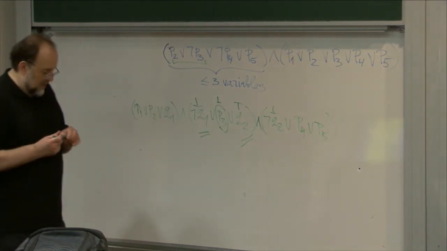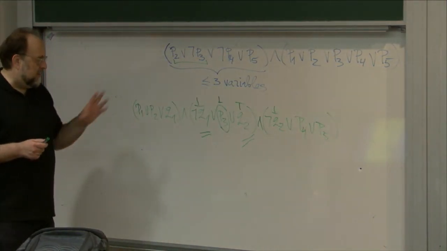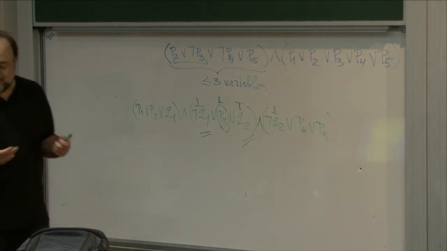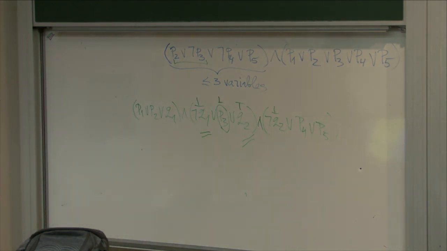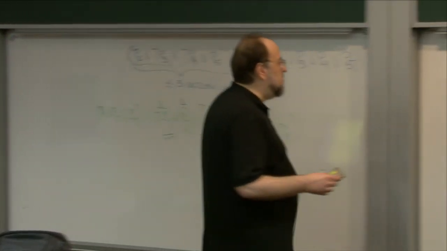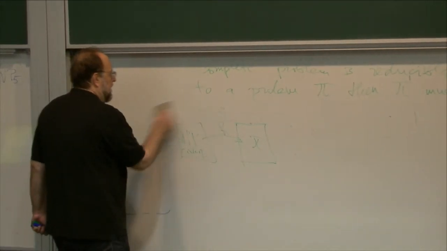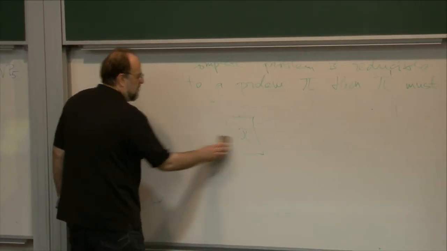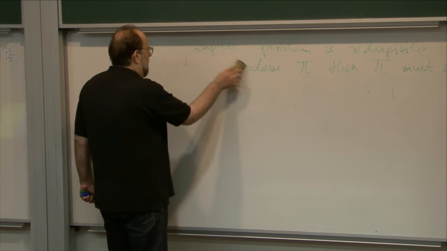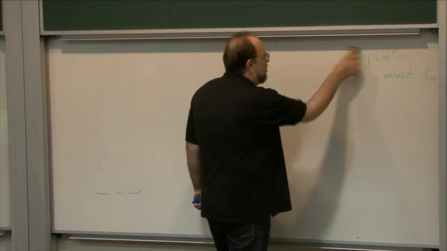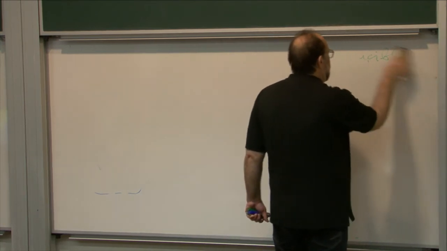Okay, so this shows that 3-SAT is NP-complete. Let us now show something really nice. Let us now show that vertex cover is NP-complete. And we do that by reducing 3-SAT to vertex cover. And you know, this Karp's paper is just a fireworks of brilliant ideas. It's all kind of combinatorial tricks.